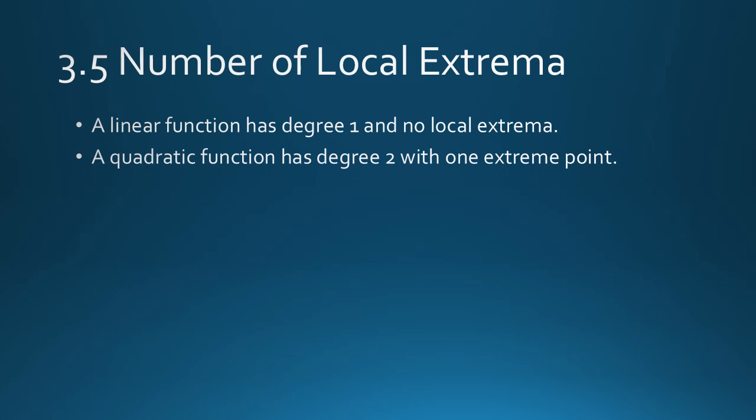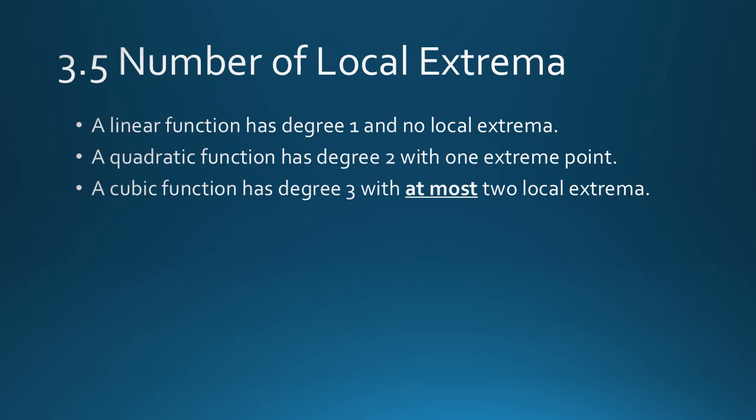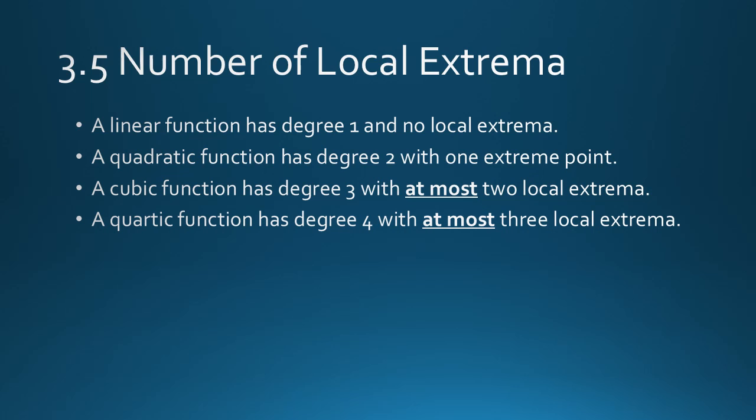A quadratic function has a degree 2, and as we've already seen, it has one extreme point, either a maximum or a minimum. And that extreme point will be an absolute maximum or minimum. Now, a cubic function has degree 3 with at most 2 local extrema. That does not mean it will have 2 local extrema, but the most that it can have is 2. A quartic function, degree 4, has at most 3. That doesn't mean it will have 3, but it will have no more than 3.